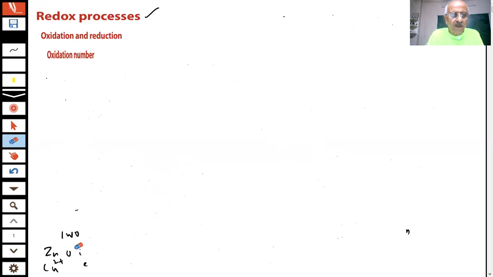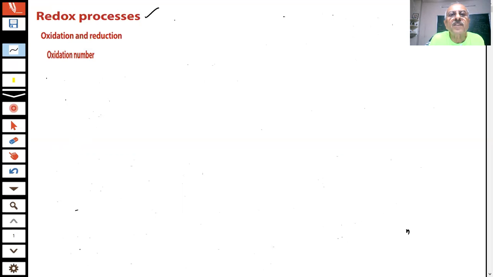So by now you are saying that, sir, in a reaction like what we told you, we have oxidation and reduction taking place together. One substance is losing the electron, the other element is gaining the electron, and these reactions are called redox reactions. But there is a difficulty in observing the transfer of electrons, that is, where the electrons are going.